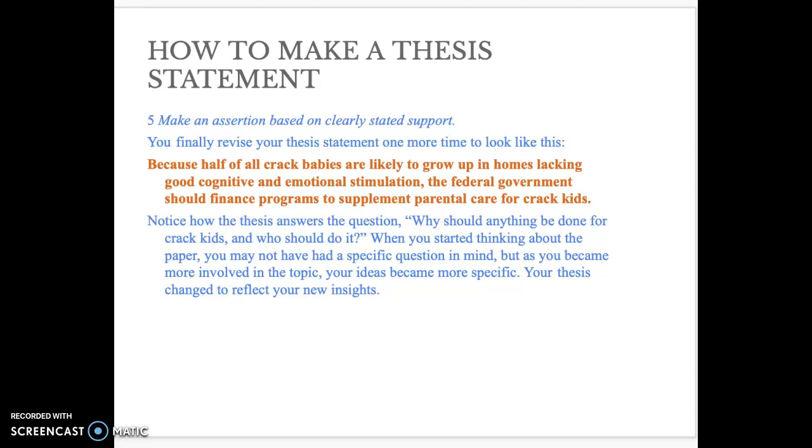So clearly, this is not foster care. This is parental care. All right? Is this a good thesis statement? Does it do something specific? Does it show your position? Why you hold this position? I think it does. You can write this paper.